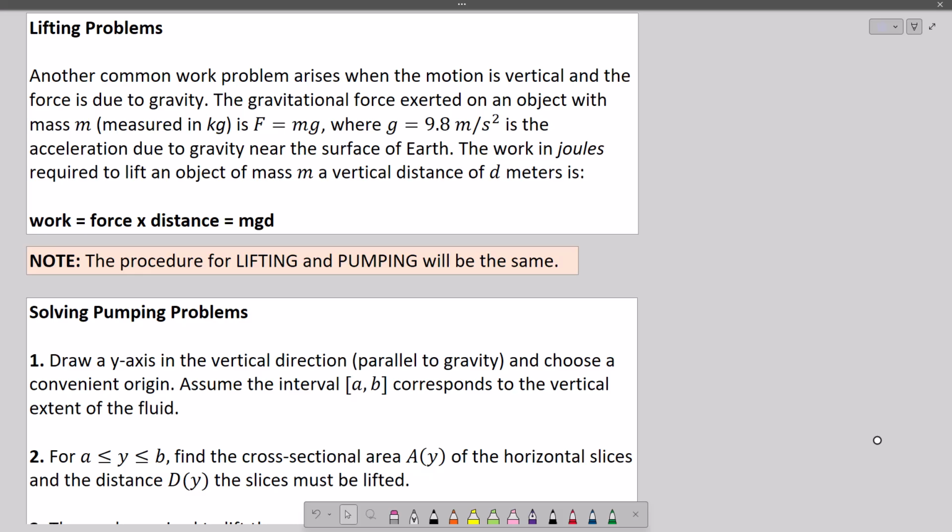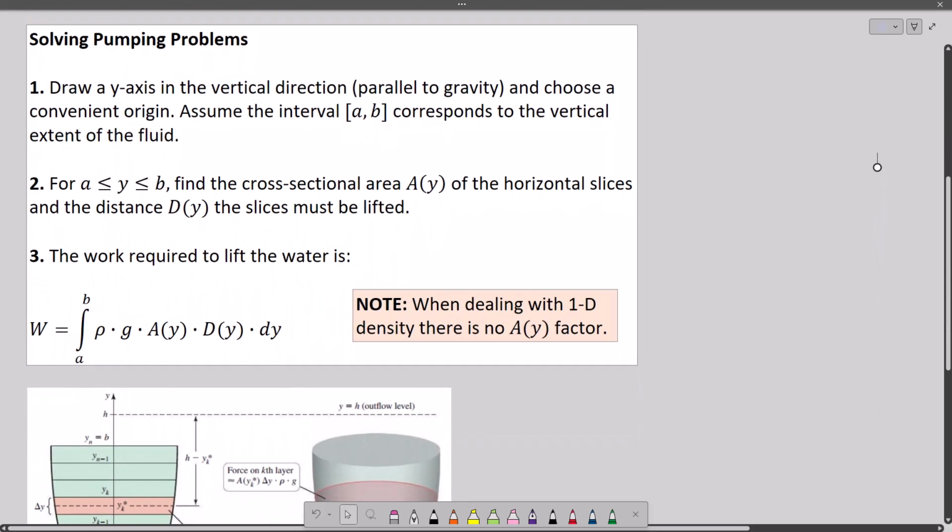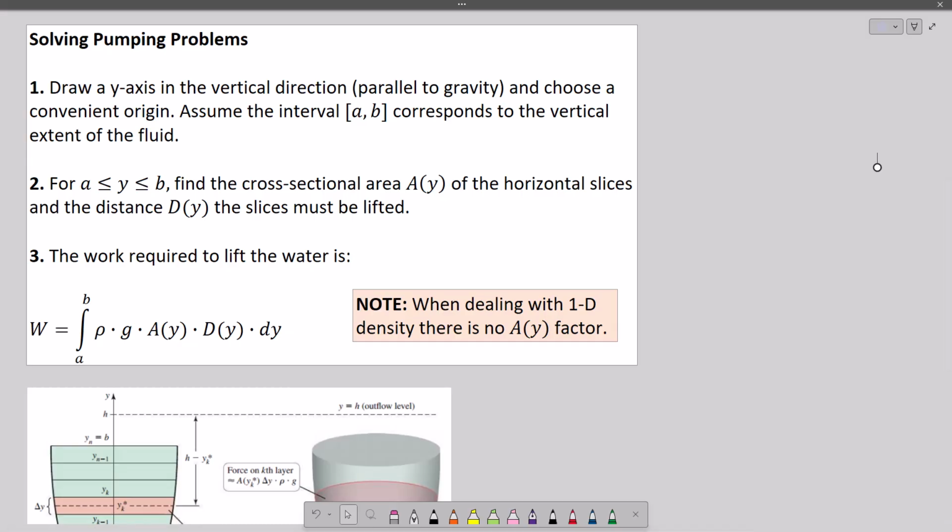All right. So Newton's law says that when we're using gravity, when we're moving vertically, that force is going to be mass times gravity. So that's now the forcing function. The forcing function is mass times gravity. Work is still force times distance, as it always is. It's just now that the force is given by mg, Newton's law. Force is mg. So we're going to have two types of problems. We're going to have pumping and lifting. They're going to be the same in terms of the setup.